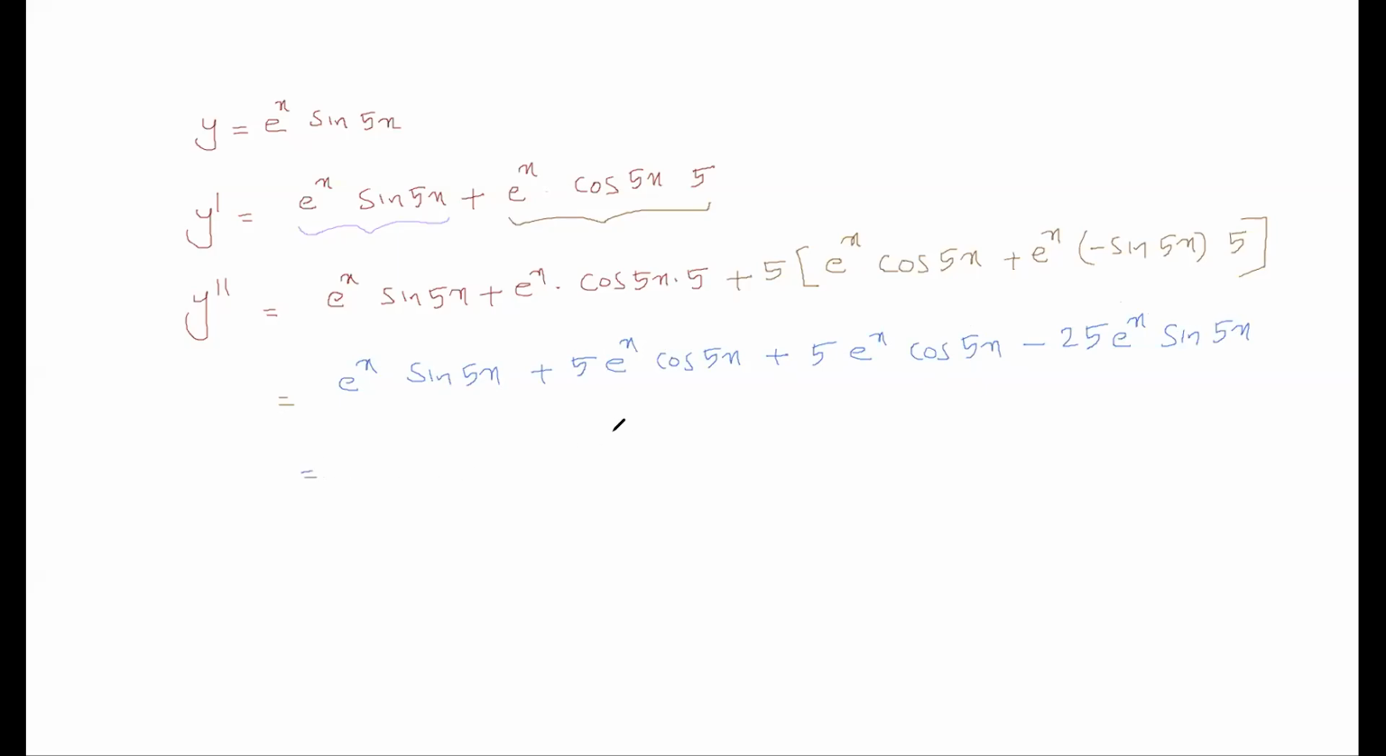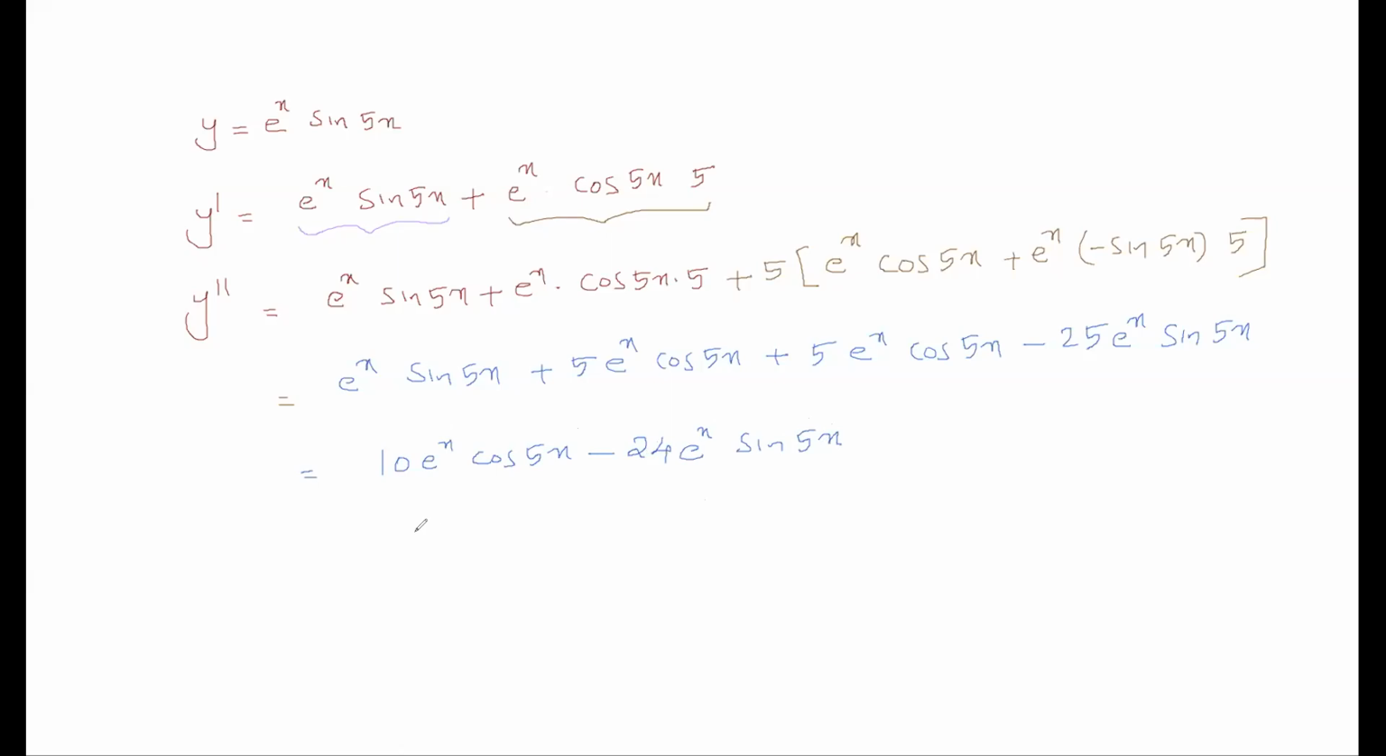So 5 e to the power x cos 5x plus 5 e to the power x cos 5x, that is 10 e to the power x cos 5x, e to the power x sin 5x minus 25. So 1 minus 25, that is minus 24 e to the power x sine 5x.